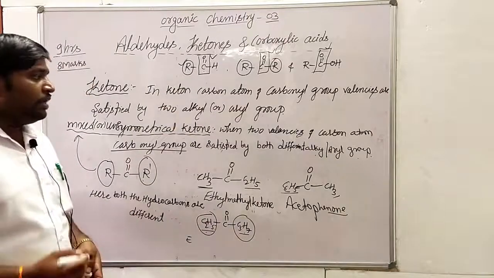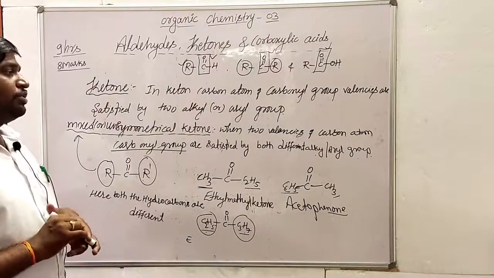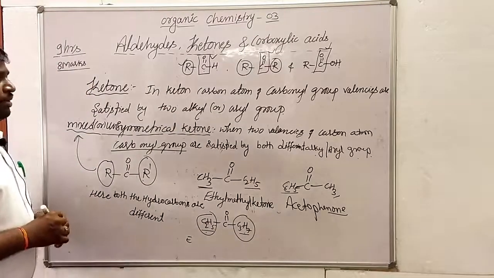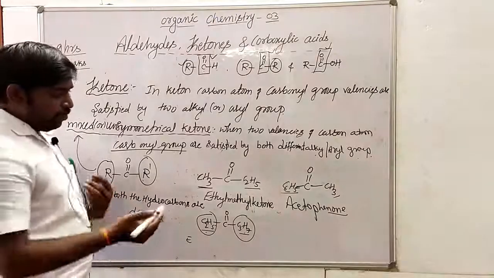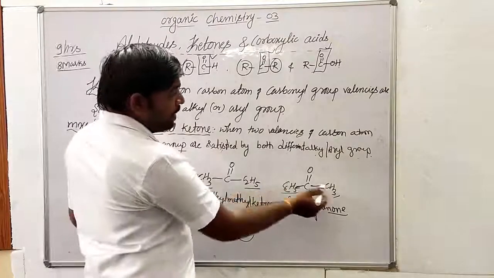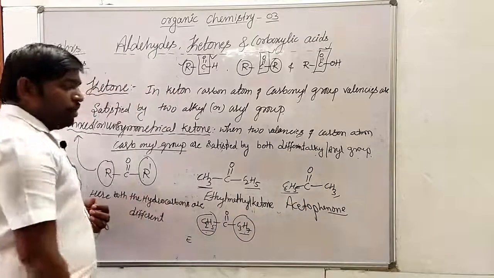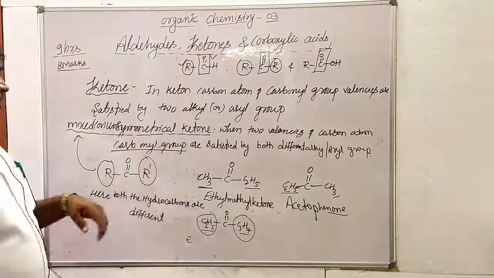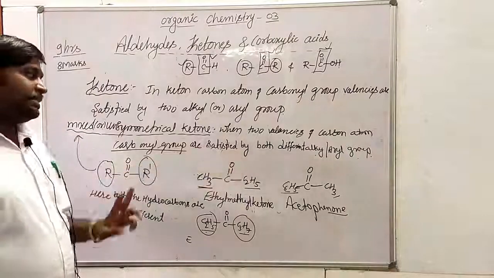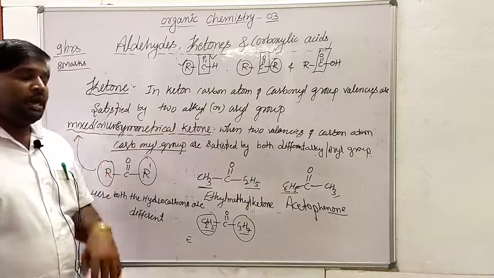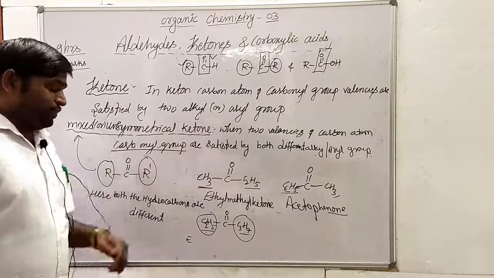So this is about examples of mixed and simple ketones. Or you may also consider one alkyl group and one aryl group. This is the aryl group, this is the alkyl group, so alkyl aryl groups are present. It is called the acetophenone molecule. Different groups satisfy the two valencies, which is why it comes under mixed or unsymmetrical ketones.